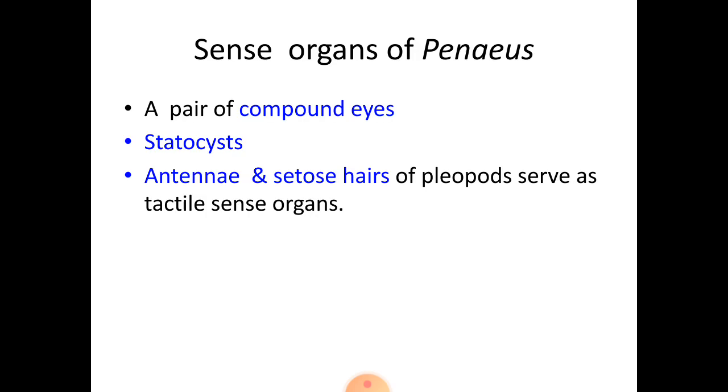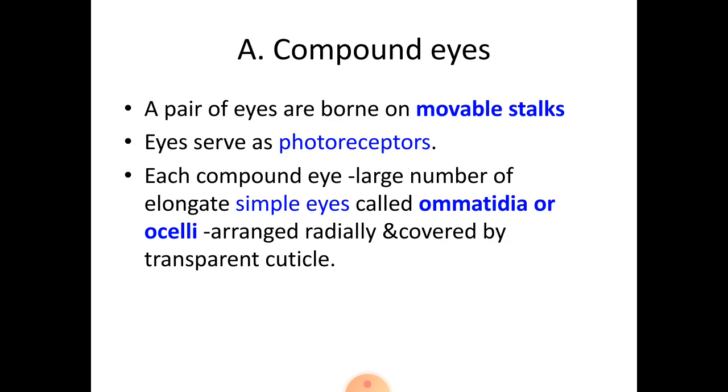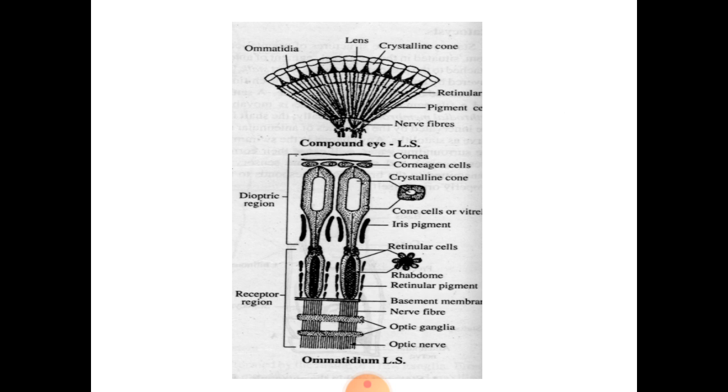The sense organs include a pair of compound eyes, statocyst, which is the balancing organ, and accessory antenna and setae, which serve as tactile sense organs. The compound eyes are borne on a mobile stalk and serve as photoreceptors. It consists of a large number of simple eyes called ommatidia, which are arranged radially and covered by transparent cuticle.